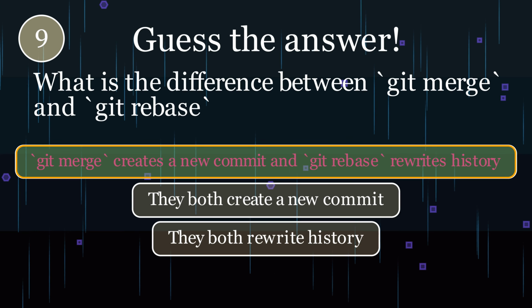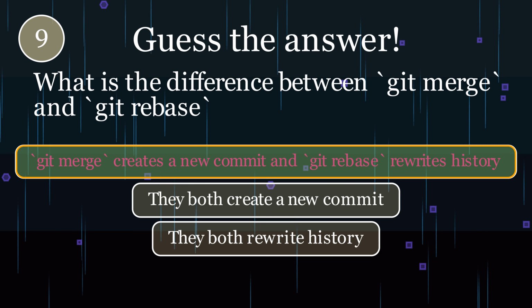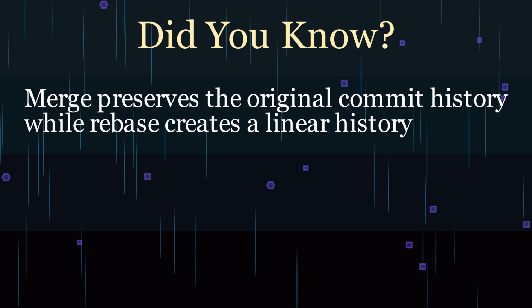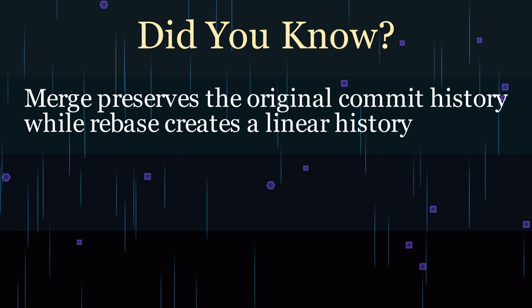The correct answer is, git merge creates a new commit and git rebase rewrites history. A quick fact for you, merge preserves the original commit history while rebase creates a linear history.